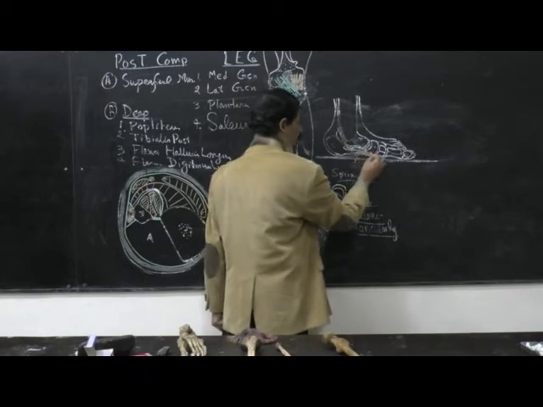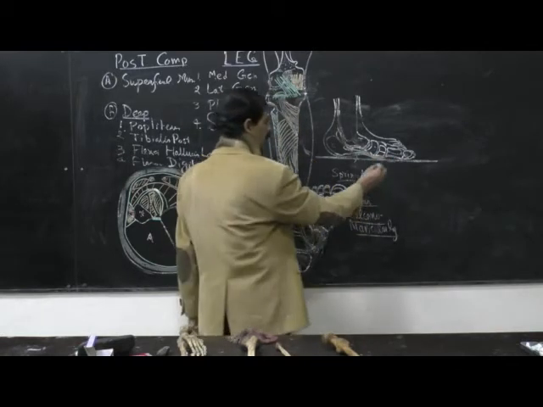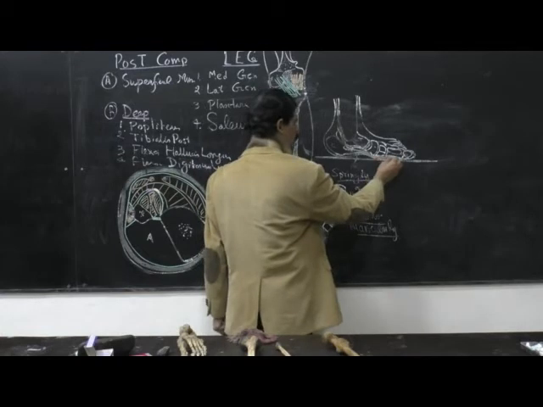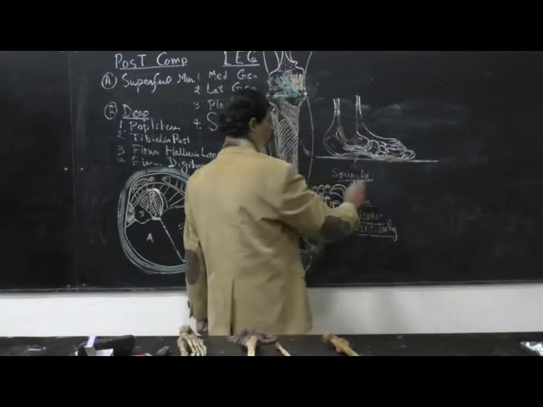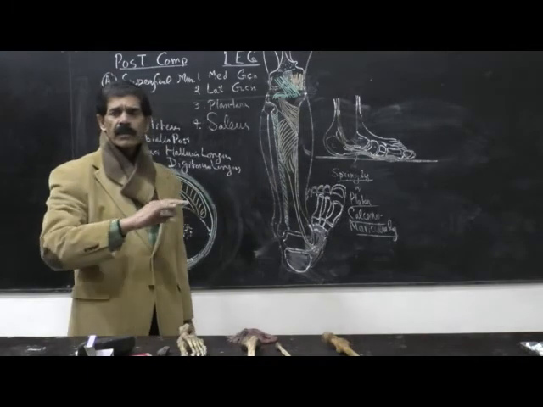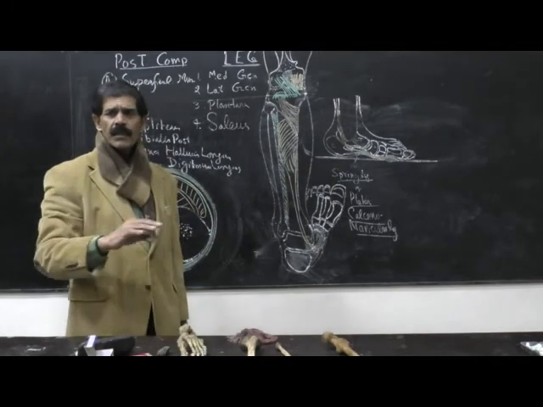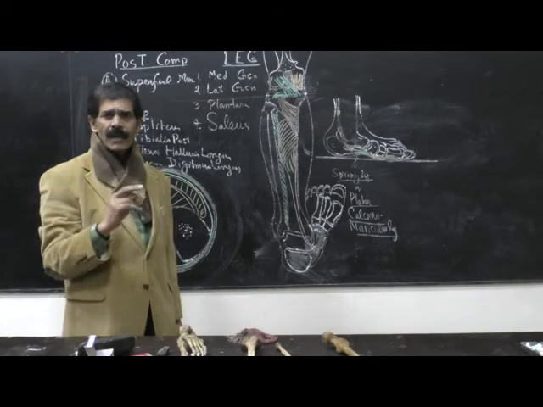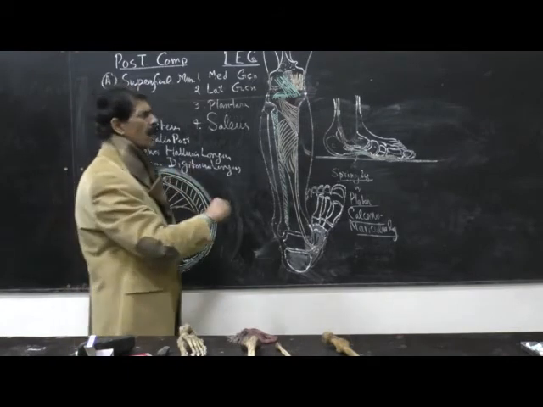the tendon becomes aponeurotic and goes into the sole of the foot, and it is inserted and gives slips to all tarsal bones, all 5 metatarsals, all 3 cuneiforms, the cuboid bone, the calcaneum bone, but not the talus. Why? Because the talus is not available.